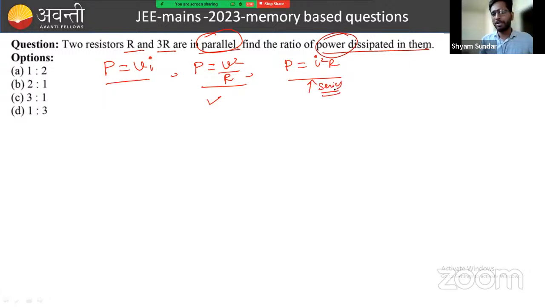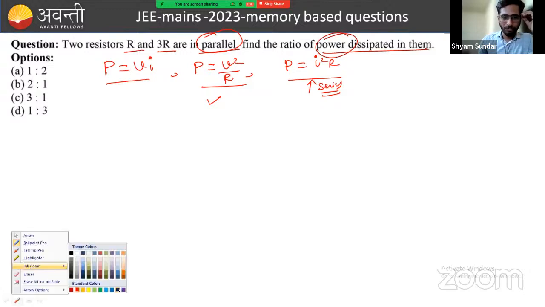This is my shortcut because in series the current is the same, that's why use this one. It is better, and in an easy way you can solve the problem. Okay, this is my suggestion to you.